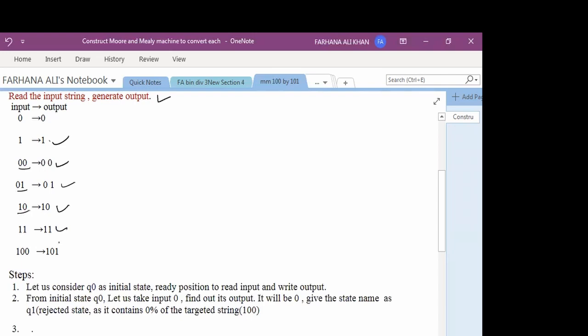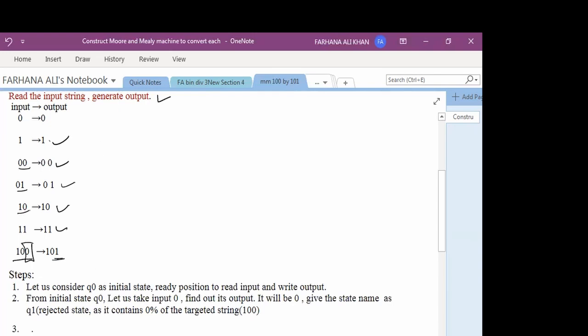So everything will be okay till we get our targeted string. The targeted string here is 100. So whenever we have this kind of string, at that time the last symbol, which is 0, has to be replaced by 1. So this is the algorithm we have found. Now what are we going to do? We will trace it out and write it down in steps.